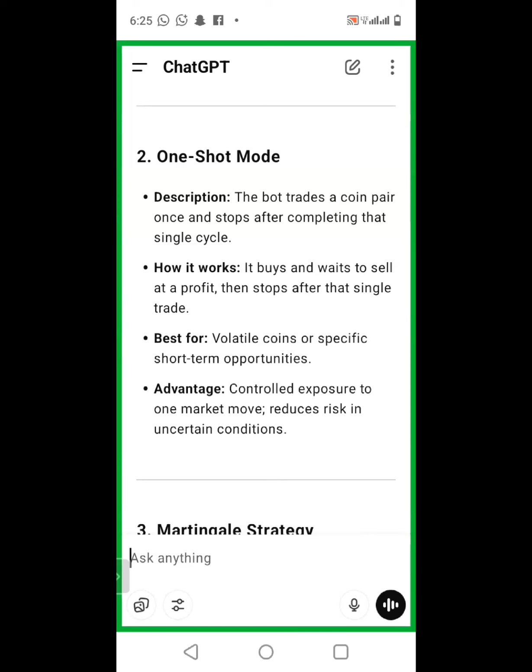One shot means that when you click on one shot in your robot settings parameters, you are instructing your robot to buy and sell a particular coin for you because you have seen that this coin might drop at the end of the day. That means this coin might not be pumping. So that is the functionality of the one shot.